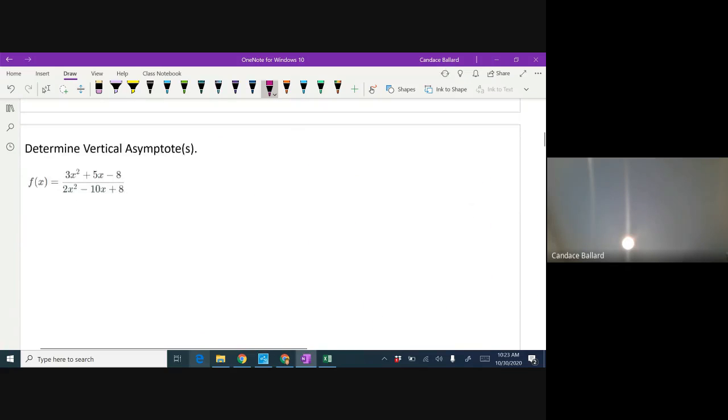Okay, let's talk vertical asymptotes. There are two things that happen here. When I have vertical asymptotes, I know that I'm going to have to factor, right? So we have to be able to see the factoring piece. Well, let's just do it. What kind of factoring am I going to need for both the top and the bottom? Tell me in the chat, please.